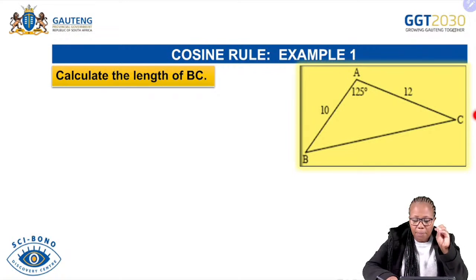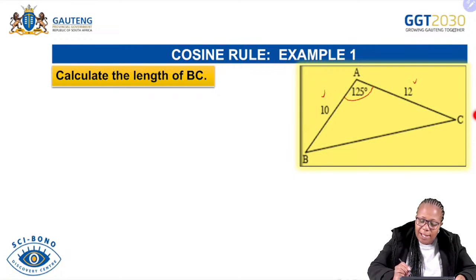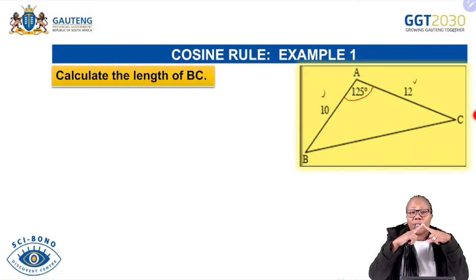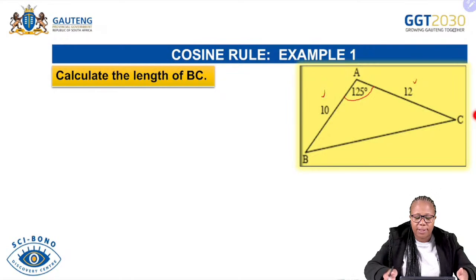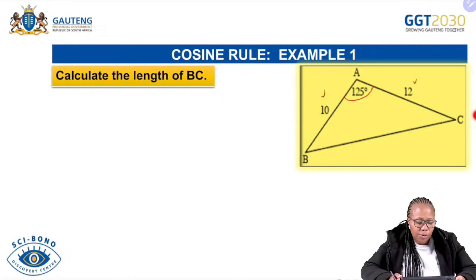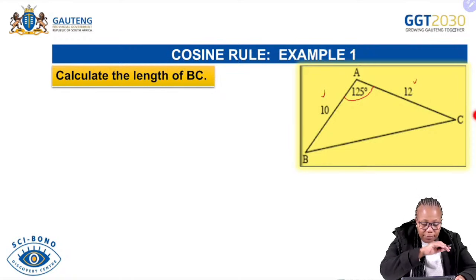Which rule must I apply? Okay, let's check. We are given two sides, AB and AC, and an included angle, an angle between those two sides. Therefore, the cosine rule can work and the area rule can work in this condition, right? And now let's see, we have to calculate the length of BC. Let's do so, grade 12.